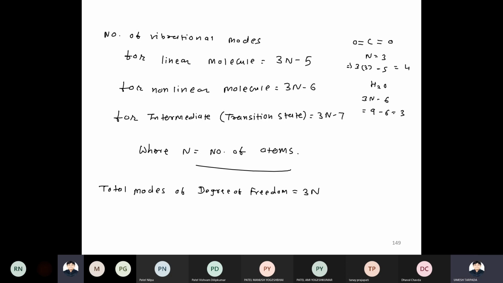Suppose if you're having ammonia, then the number of atoms is 4. Ammonia is a non-linear molecule, so you can take n is equal to 4, and it's 3n minus 6, that is 3 into 4 minus 6 is equal to 6. So in this way you can calculate number of modes of vibration. Is it clear up to here?